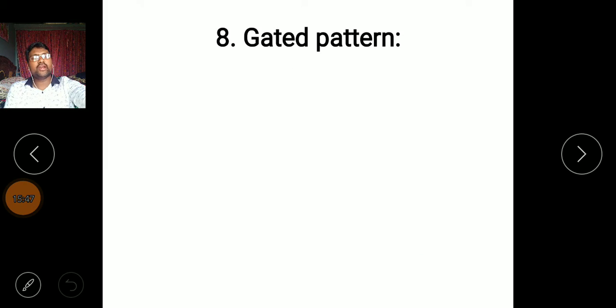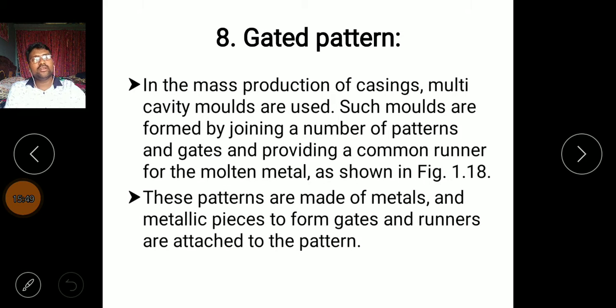Next, coming to the gated pattern. In mass production of castings, multi-cavity molds are used. Such molds are formed by joining a number of patterns and gates and providing a common runner. For the mold, we have to produce a number of products in a single casting. For that, for small pieces, we have to use the gated pattern.